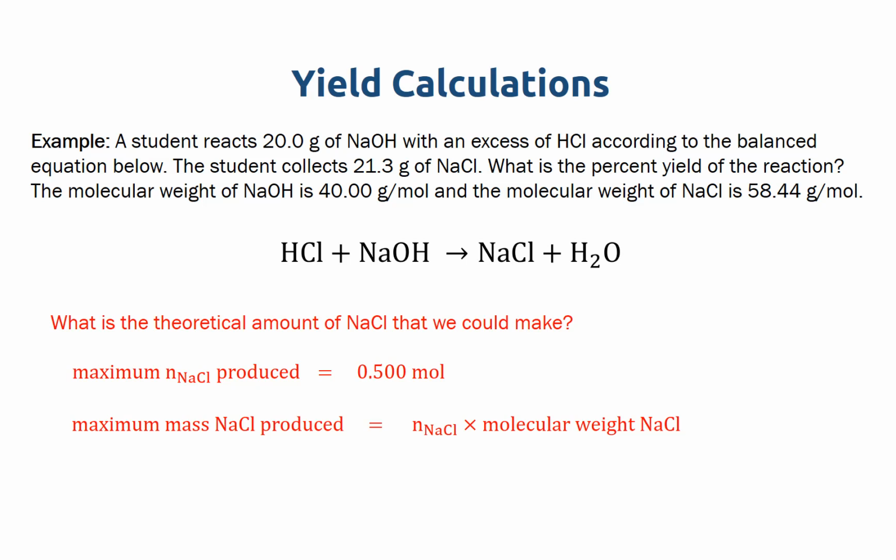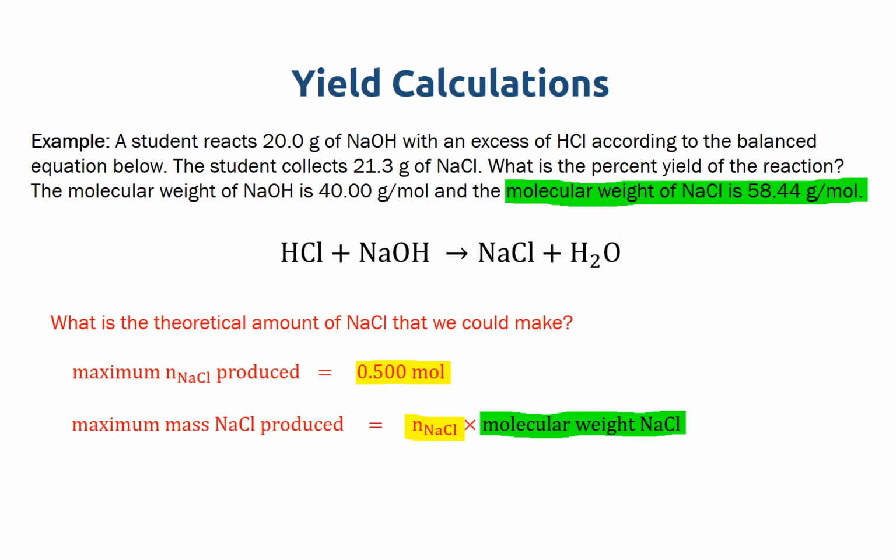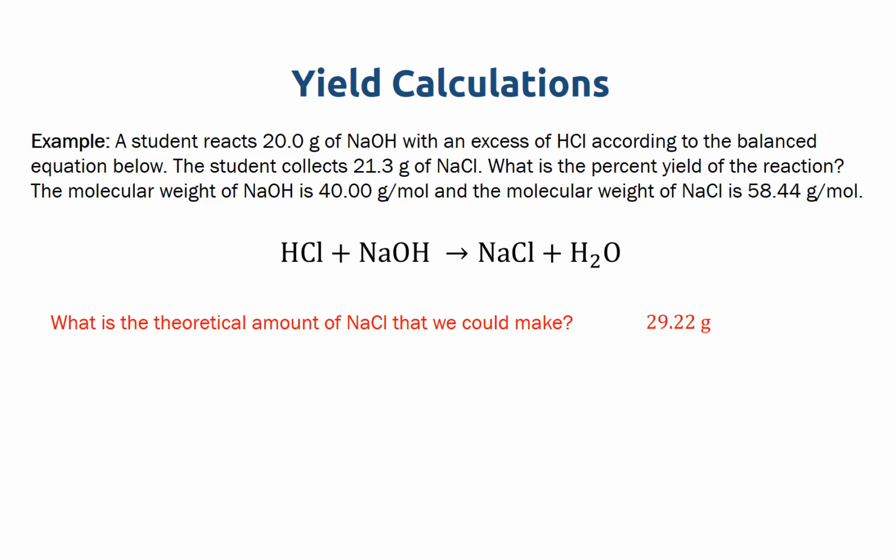So the maximum mass of NaCl produced is the moles of NaCl times the molecular weight of NaCl. The moles we already found out, and the molecular weight is given in the question. So the 0.5 moles times the 58.44 grams per mole gives us a mass of 29.22 grams. Now it's time for us to actually calculate the yield. The theoretical amount of NaCl that we could make is the number we just calculated, 29.22 grams.